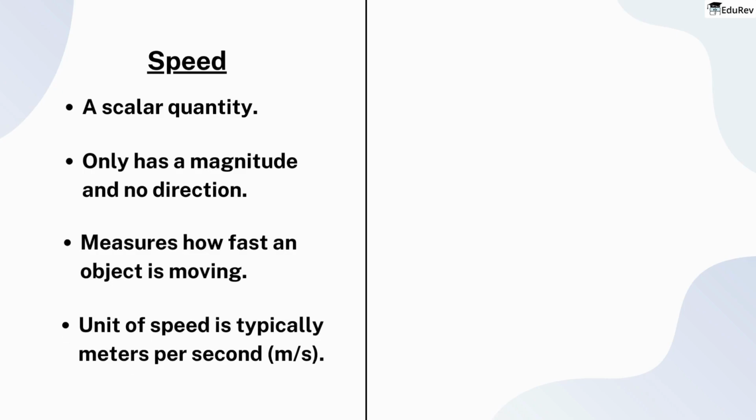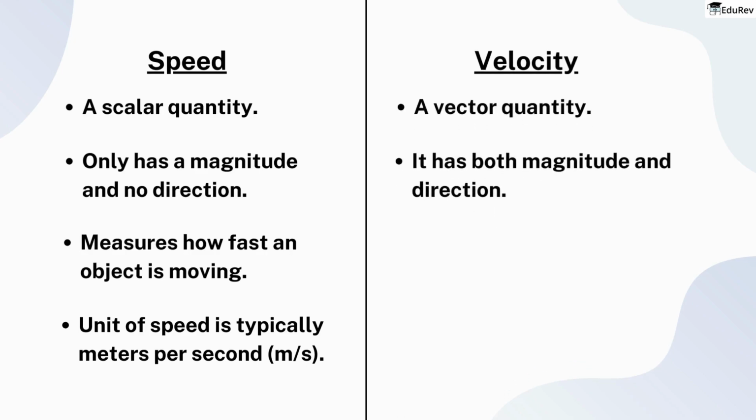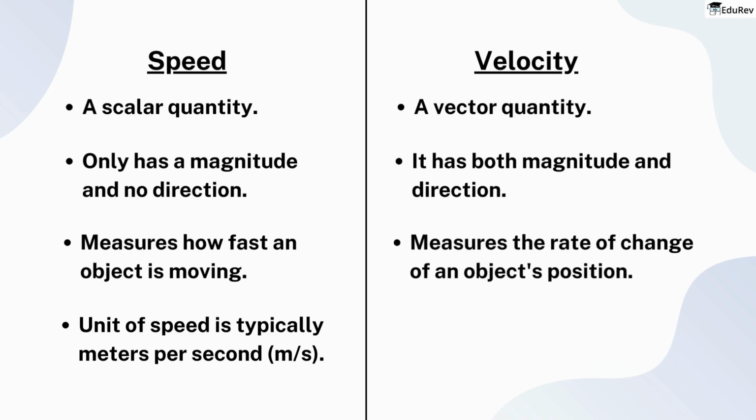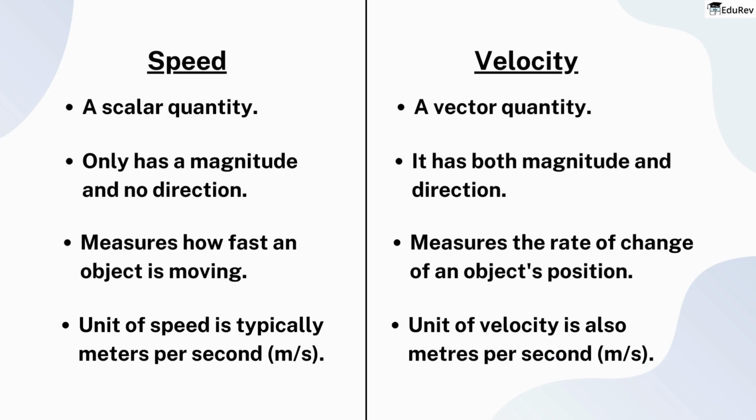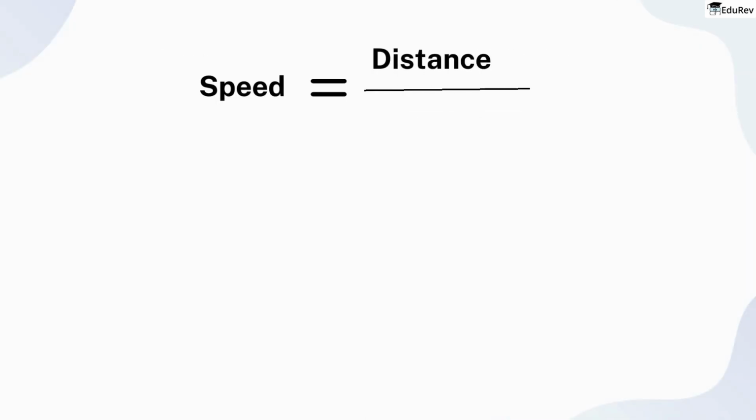The unit of speed is typically meters per second. While velocity is a vector quantity, which means it has both magnitude and direction. It measures the rate of change of an object's position. The unit of velocity is also meters per second. Now, how do we calculate speed and velocity? Speed is calculated as the distance traveled divided by the time taken to travel that distance.